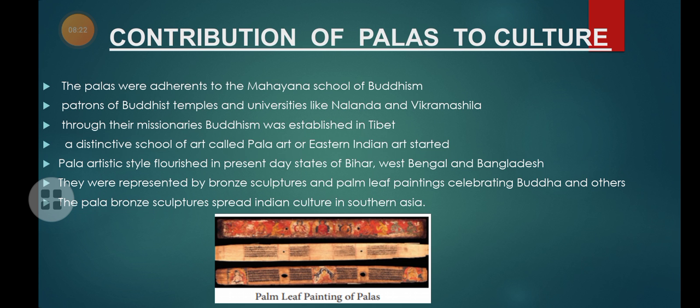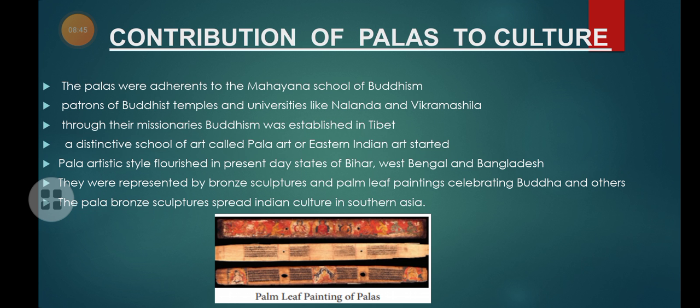And palm leaf paintings. Look at the picture at the bottom. These are the palm leaf paintings. These paintings and sculptures were made of images of Buddha, and the paintings also give information about Buddha and other divine gods.